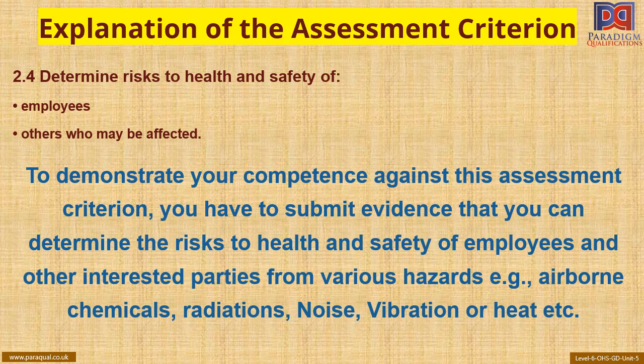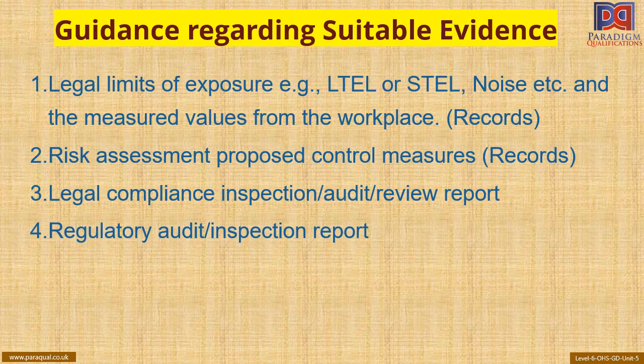2.4 Determine the risk to health and safety of employees, others who may be affected. You have to submit evidence that you can determine the risk to health and safety of employees and other interested parties from various hazards, for example, airborne chemicals, radiation, noise, vibration, or heat, etc.